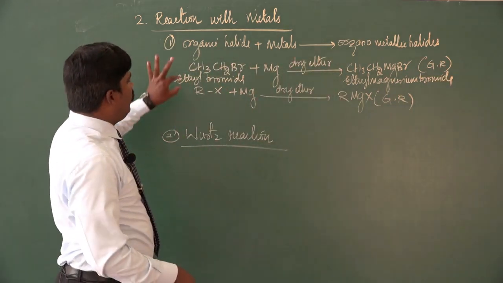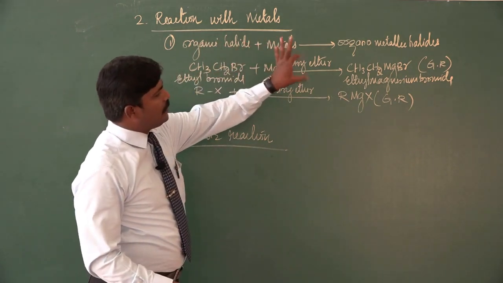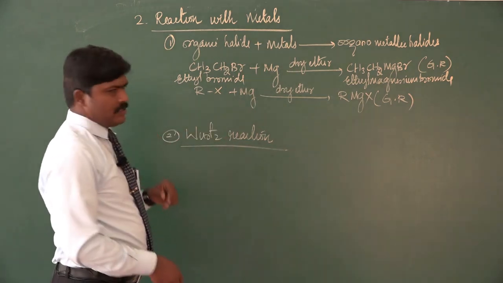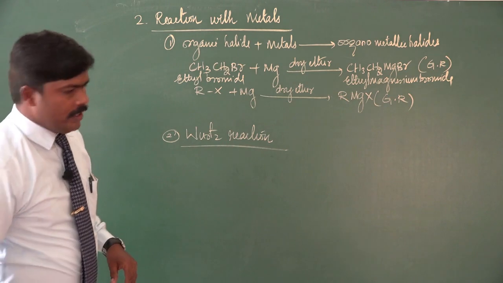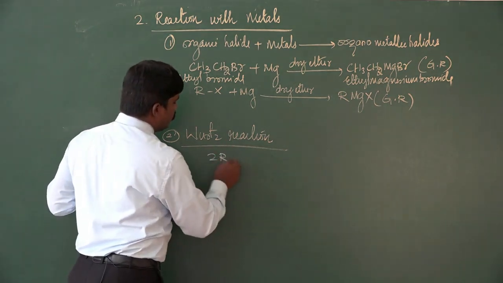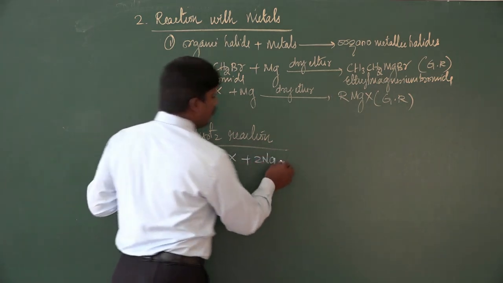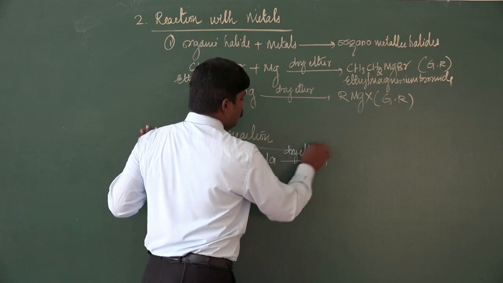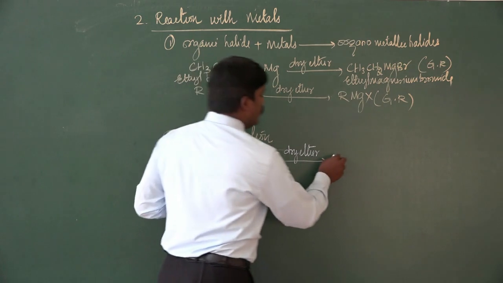So, whenever an alkyl halide reacts with a metal, it forms organometallic halides in the presence of dry ether. What is Wurtz reaction? Now, coming to Wurtz reaction, we say here when an alkyl halide reacts with sodium in dry ether, it forms an alkane.